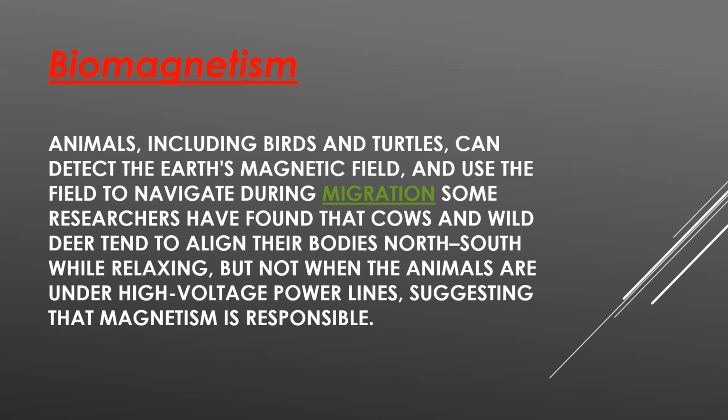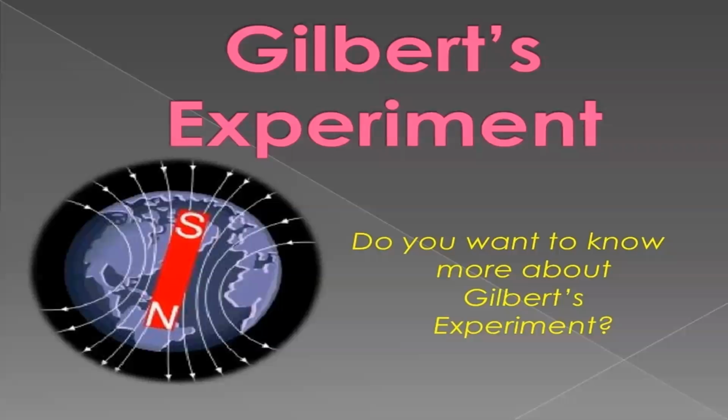Biomagnetism. Animals, including birds and turtles, can detect the Earth's magnetic field and use the field to navigate during migration. Some researchers have found that cows and wild deer tend to align their bodies north-south while relaxing, but not when the animals are under high voltage power lines, suggesting that magnetism is responsible.